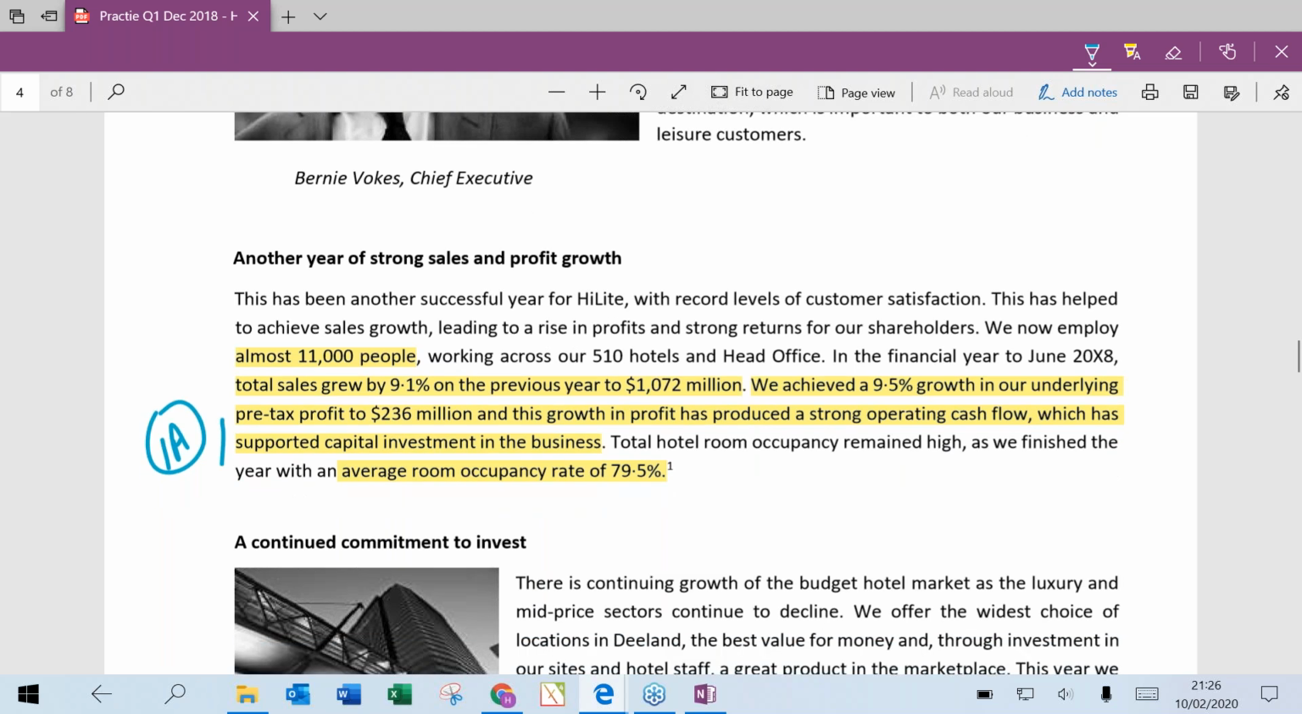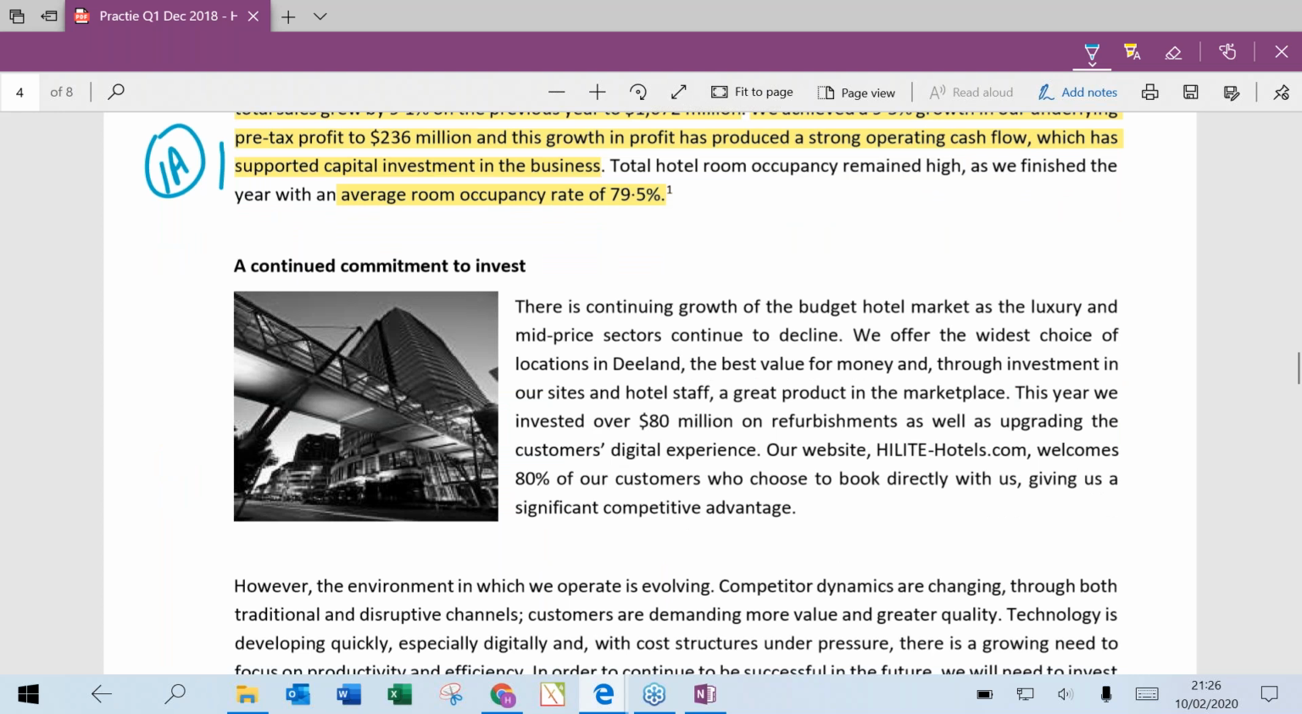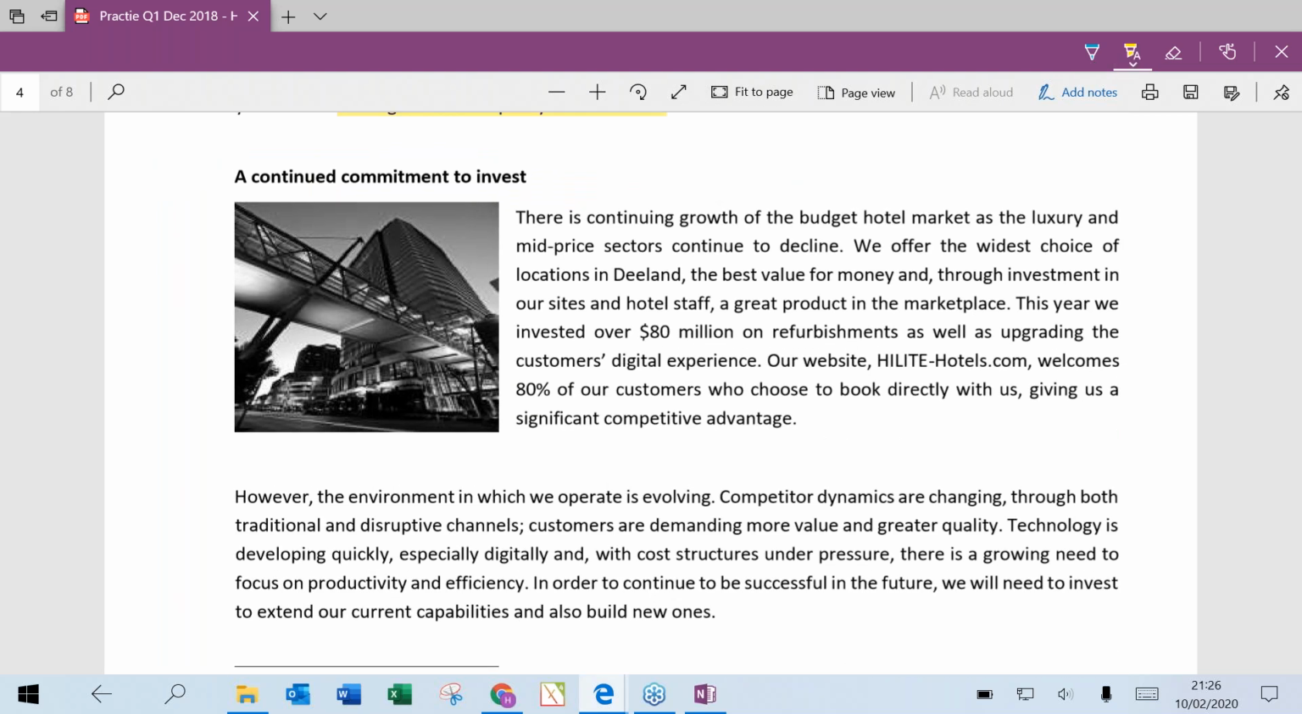A continued commitment to invest. Let's see. There is a continued growth of the budget hotel market as the luxury and mid-price sectors continue to decline. Aha, interesting. That's an external thing. This is good for us because we operate as a budget. We offer the widest choice of locations. We have already covered that. The best value for money, and through investment in our sites and hotel staff, a great product in the marketplace. We already highlighted all these things, so we know all this.